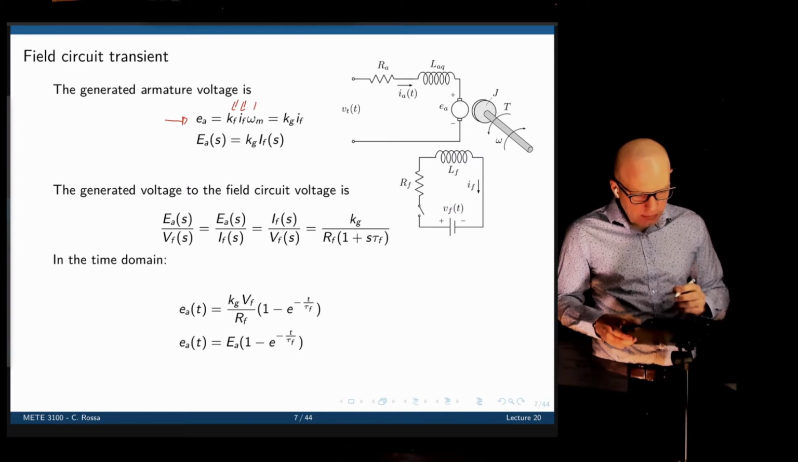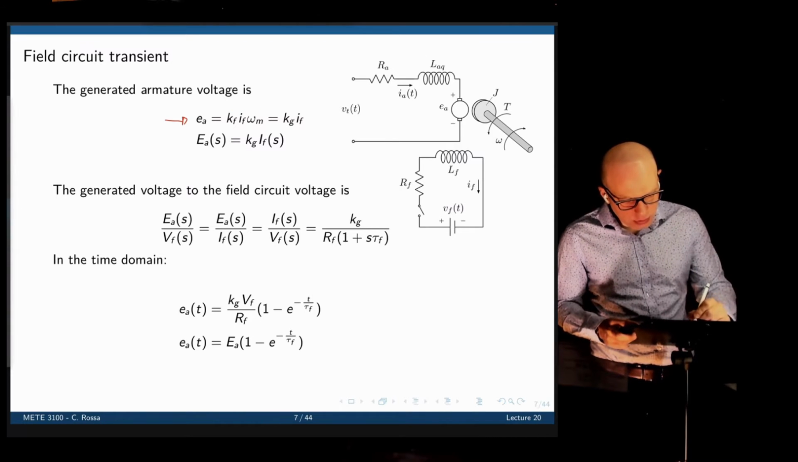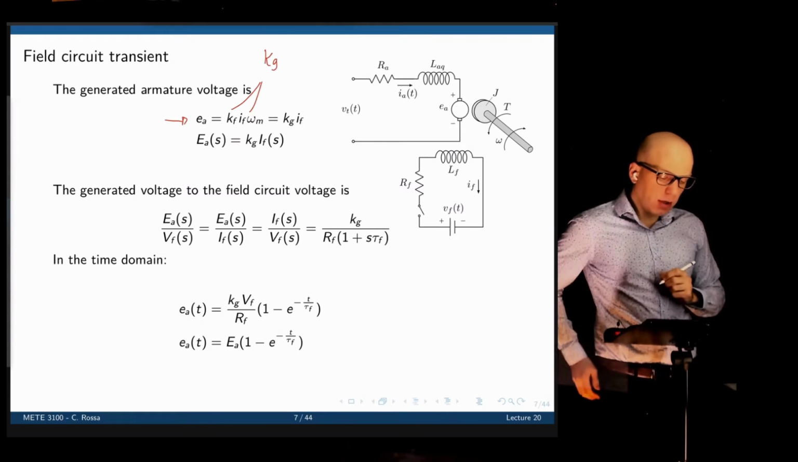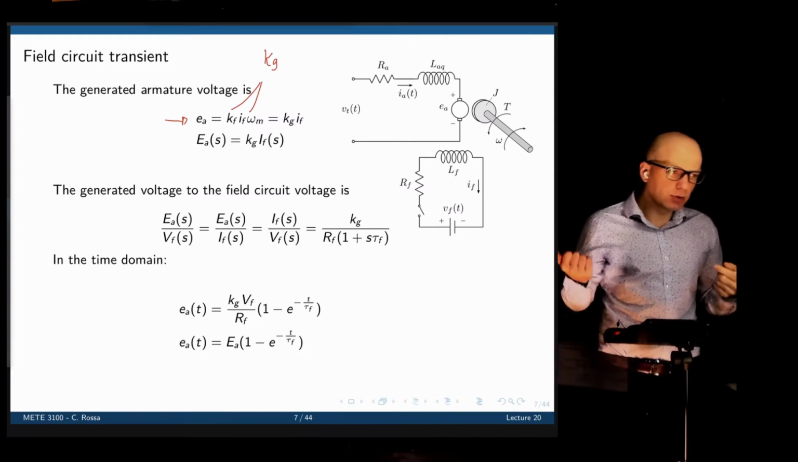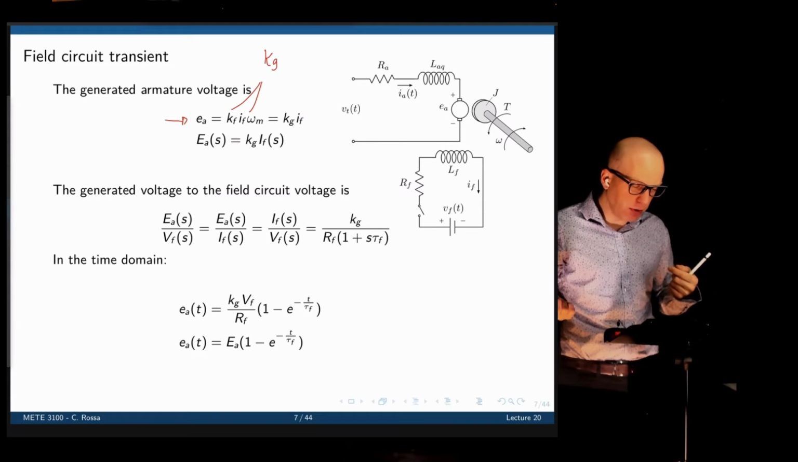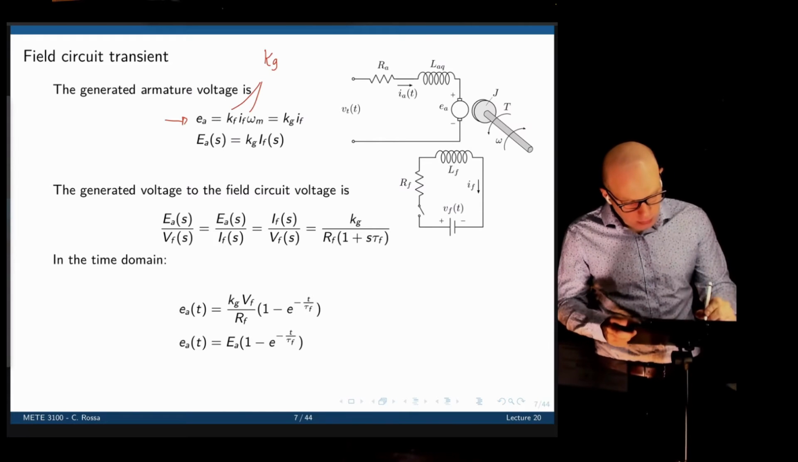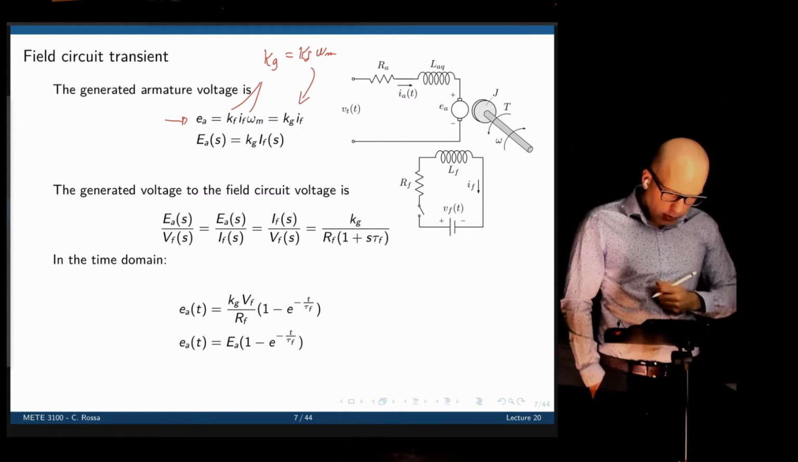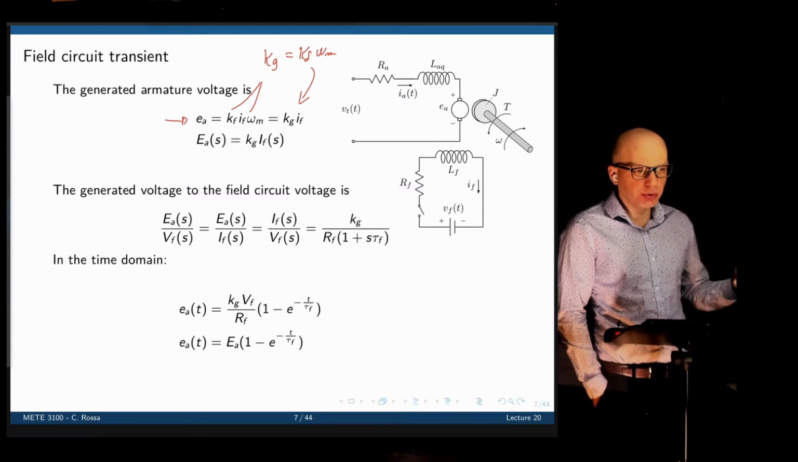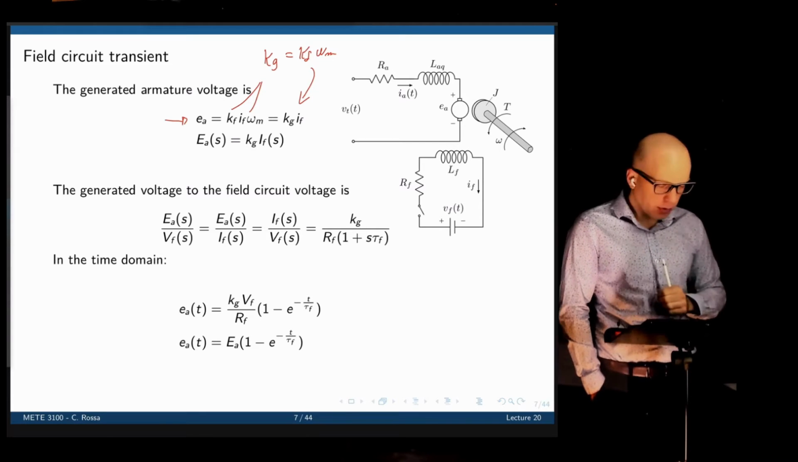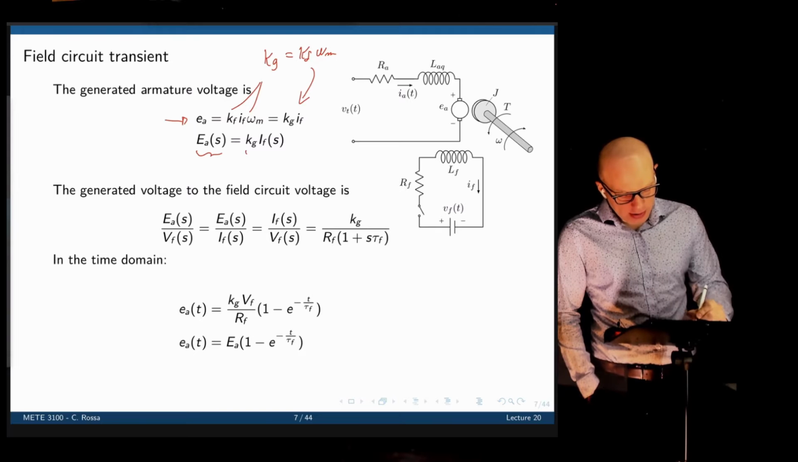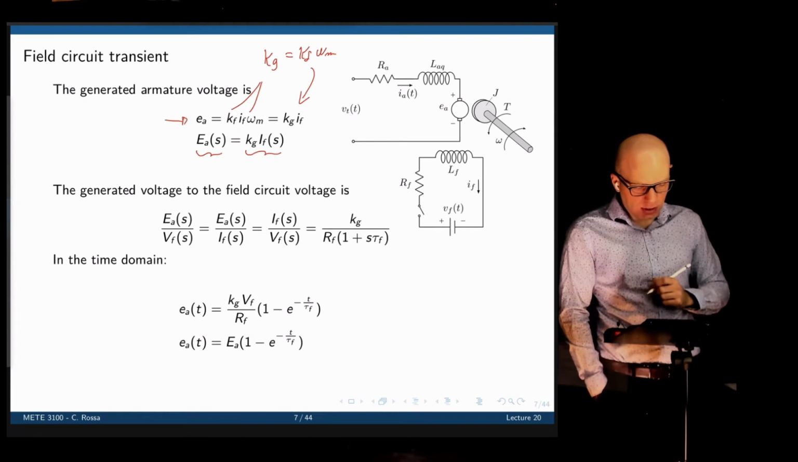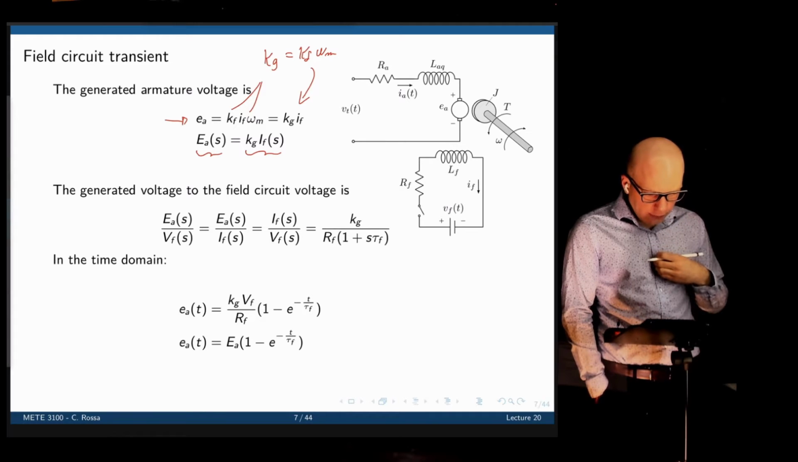And now let's create a new variable here, a new constant, because we know that the EMF will depend linearly on the speed. We can take the previous constant and multiply that by the speed and create a new constant Kg, which is Kf times omega m. And simplify even further, saying that the EMF is now proportional to the field current. This operates at a given speed. We take the Laplace transform of that. We have the induced EMF as the product of the current times a constant Kg in the frequency domain.